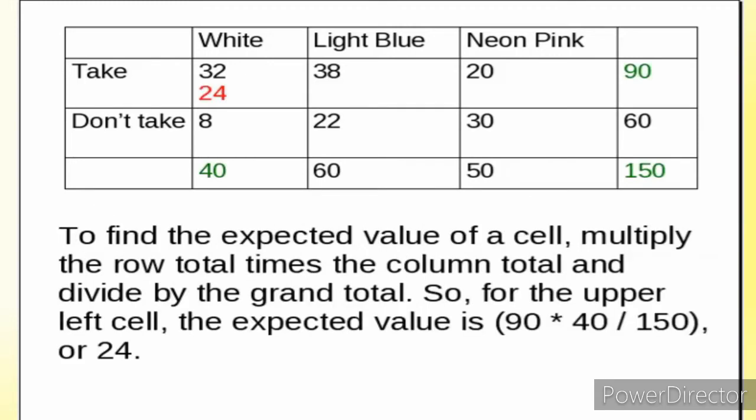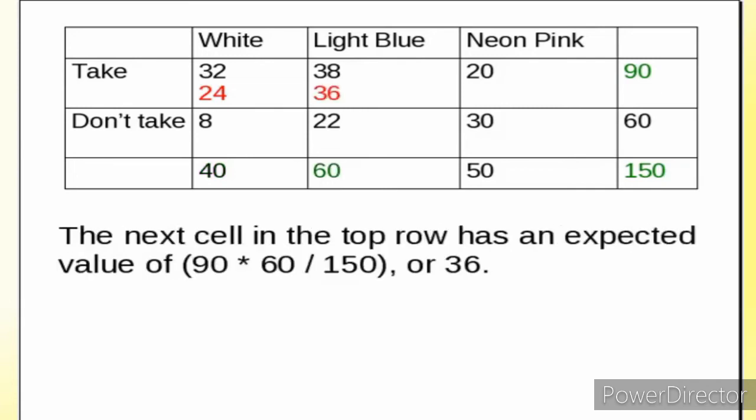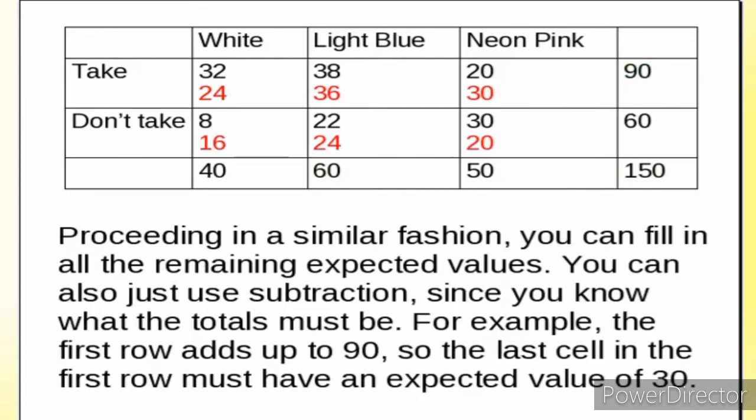To find the expected value of a cell, you multiply the row total, in this case 90, times the column total, which is 40, and divide by the grand total, in this case 150. So for the upper left cell, you get an expected value of 24. The next cell in the top row has an expected value of 90, the row total, times 60, its column total, divided by 150, the grand total, which works out to 36. Proceeding in this fashion, you can fill in all the remaining expected values.